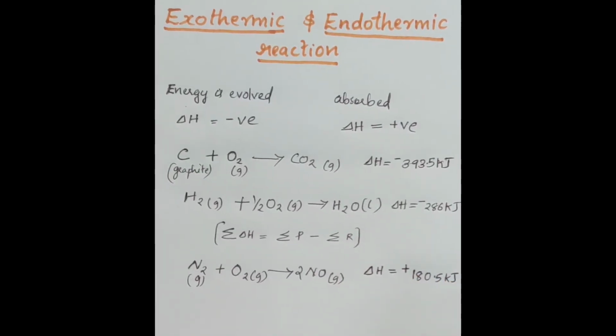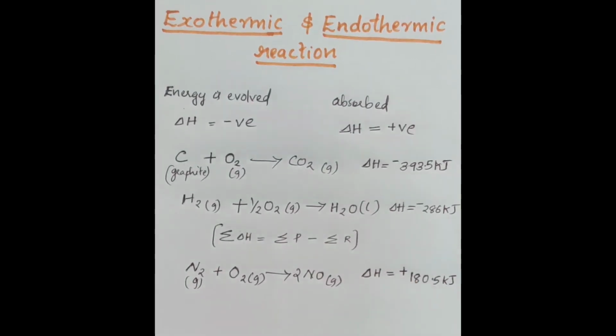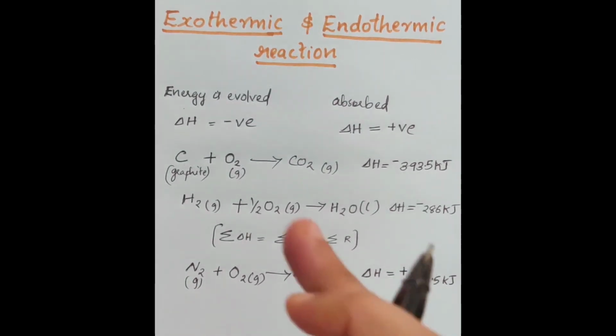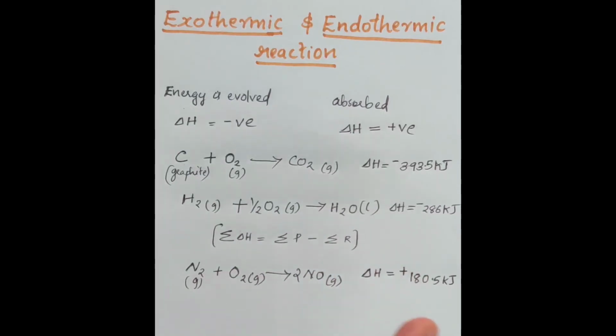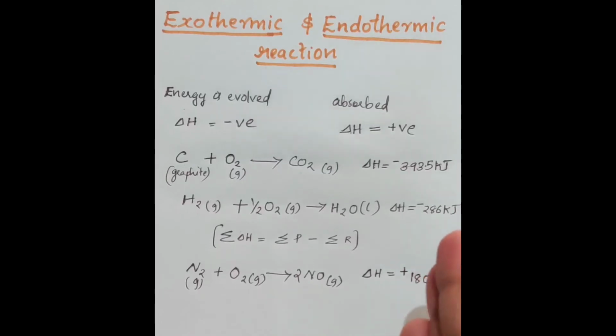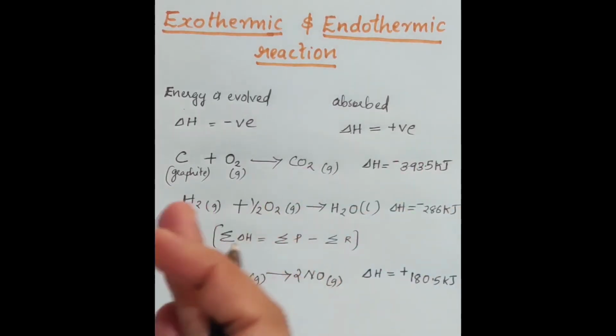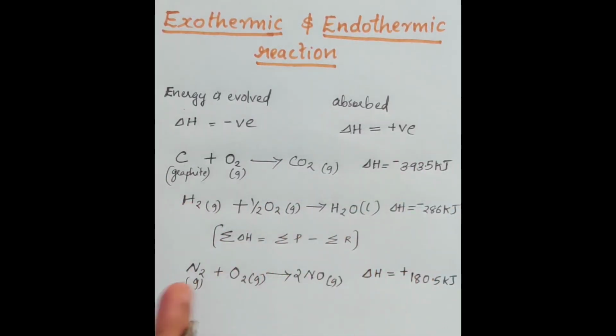That is what this positive sign indicates. The value of delta H is positive here. What is the indication of this positive sign? It means the heat energy is absorbed. 180.5 kilojoule of heat is absorbed in this reaction, that is, the formation of nitric oxide from nitrogen and oxygen.